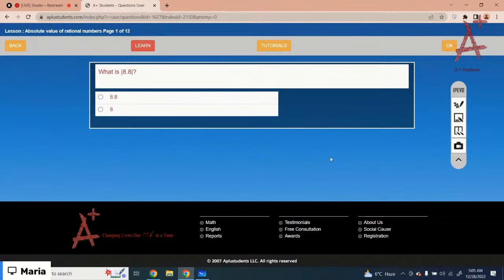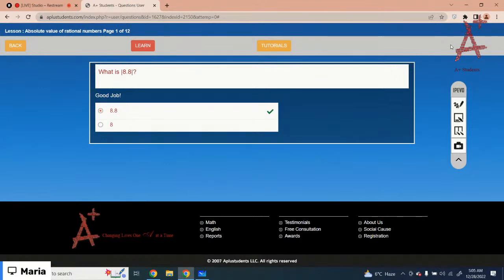Okay, what is 8.8? So what is the absolute value of 8.8? The absolute value of 8.8 is 8.8. Got it? It is already a positive number, so the absolute value is the first option. It would be 8.8. Got it? Just select the correct option and then click. The number is same, but just a positive value.